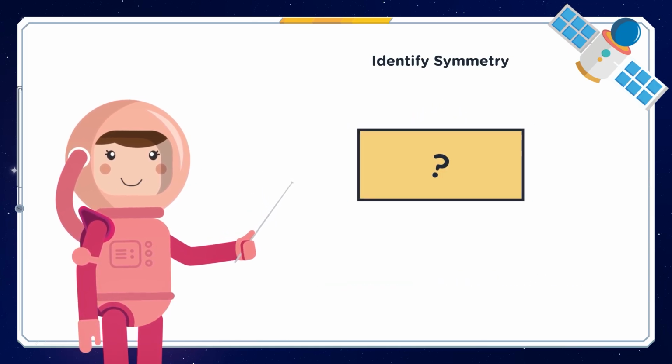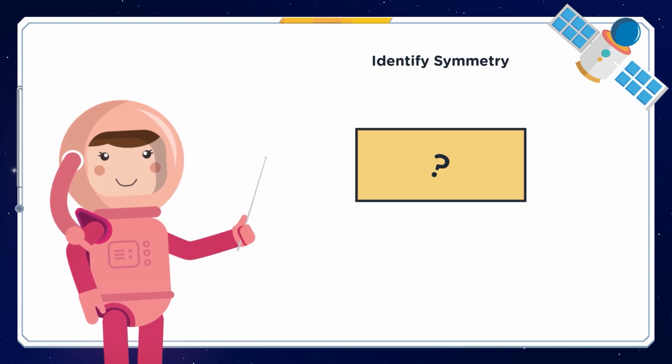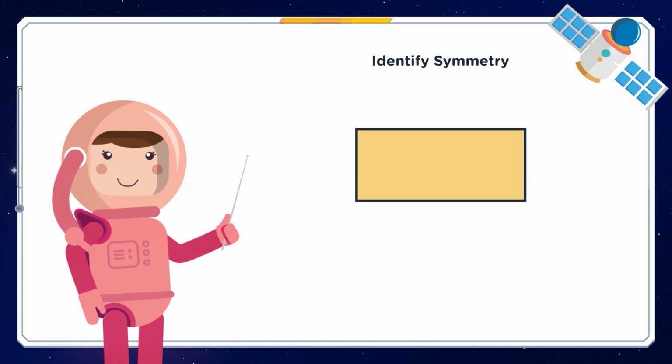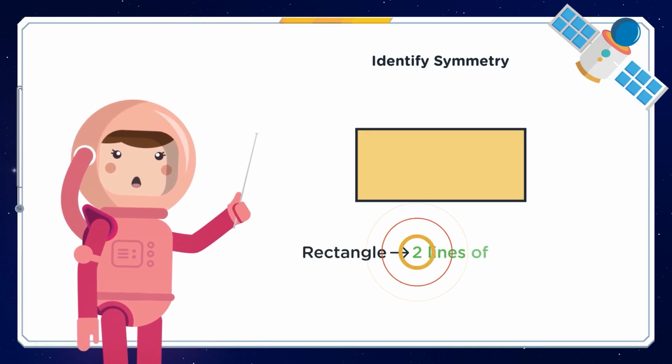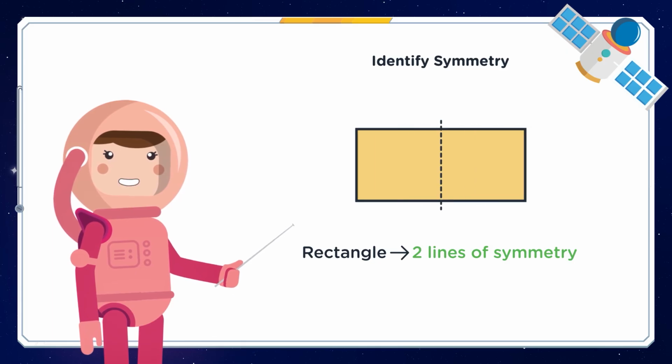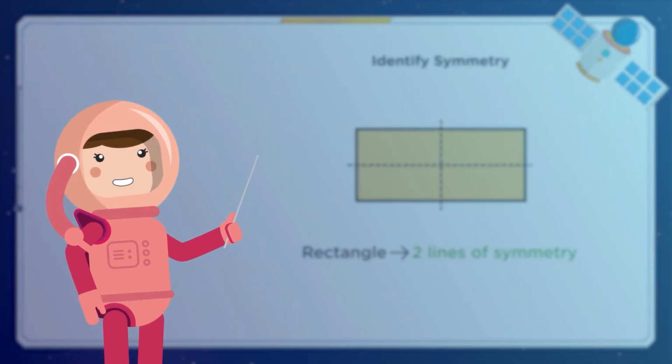Now you try. Does this rectangle have symmetry? If yes, how many lines? Yes, a rectangle has 2 lines of symmetry, one across and one down.